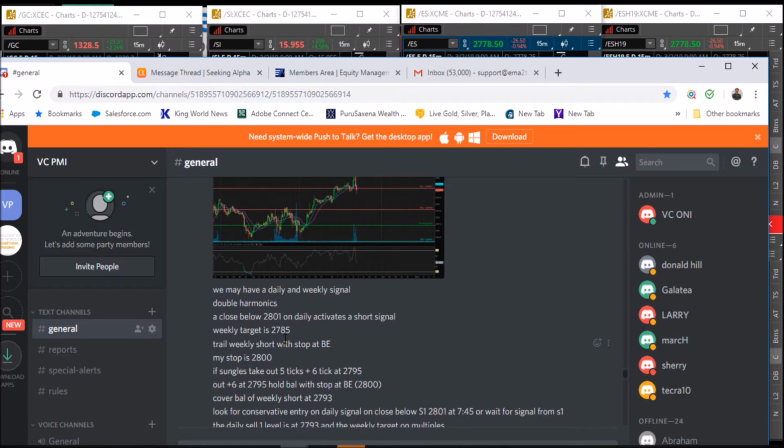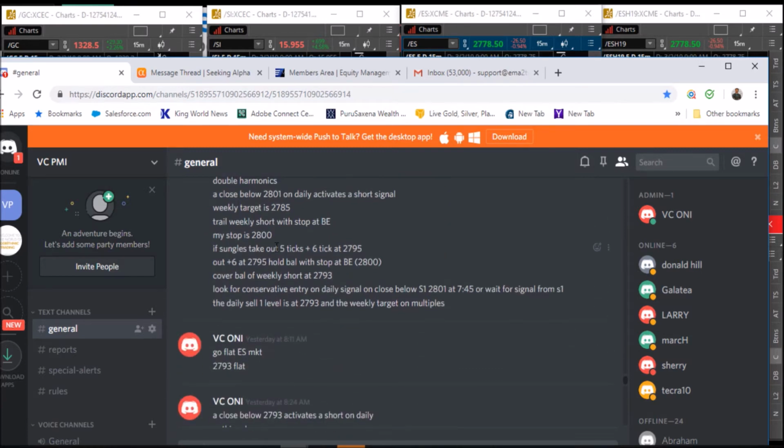And so with the weekly signal being activated, what we have here is a daily and a weekly double harmonic signal. And I tell you, a close below 2801 on daily activates a short signal. The weekly target is 2785. And once the position begins to enter into a profitable level, the first thing that you do is you trail it to break even. And so we lower my stop now to 2800. That's my break even entry point.